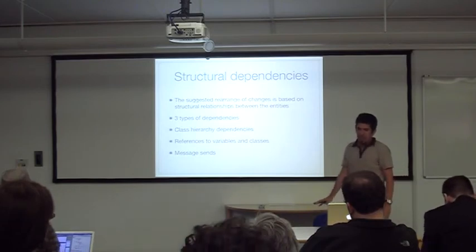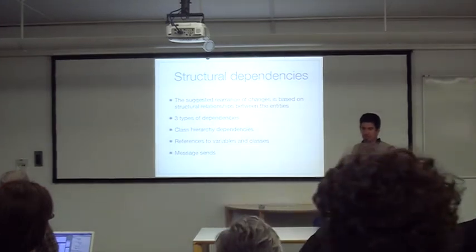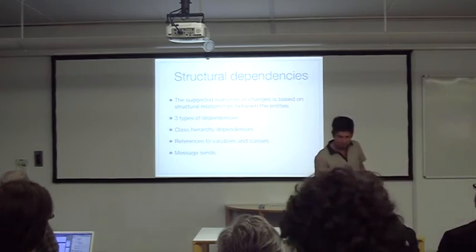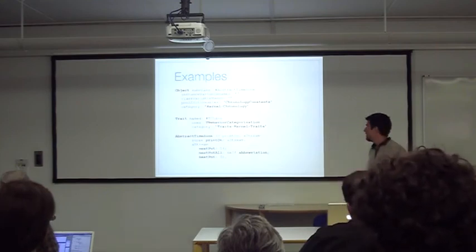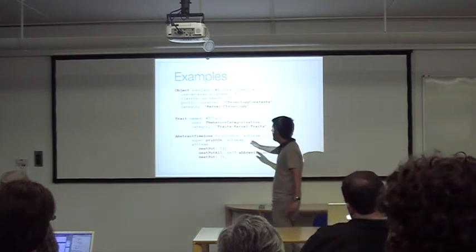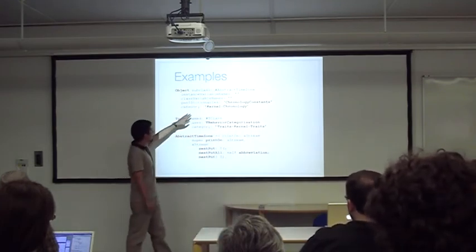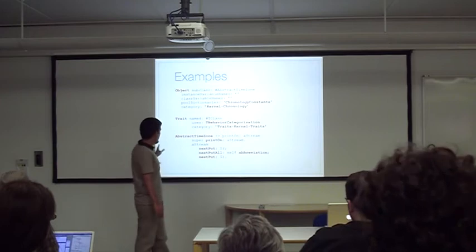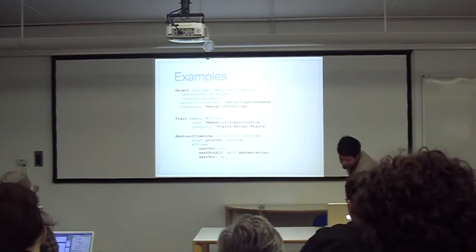Well, we have basically three kinds of dependencies. It's class hierarchy relationships, references to variables and classes, and message sends. We have here some examples. The software should be able to detect when we have the abstract time zone class that is related with these things in red.